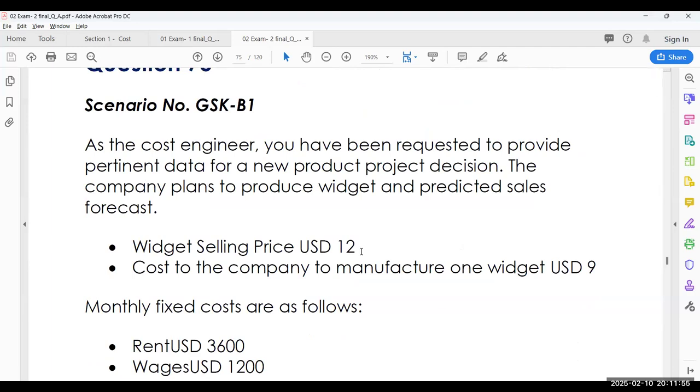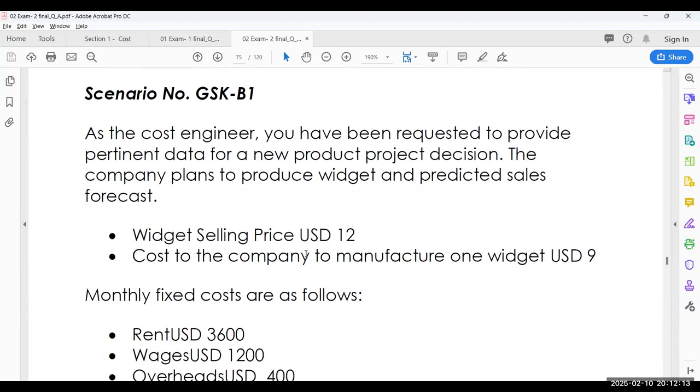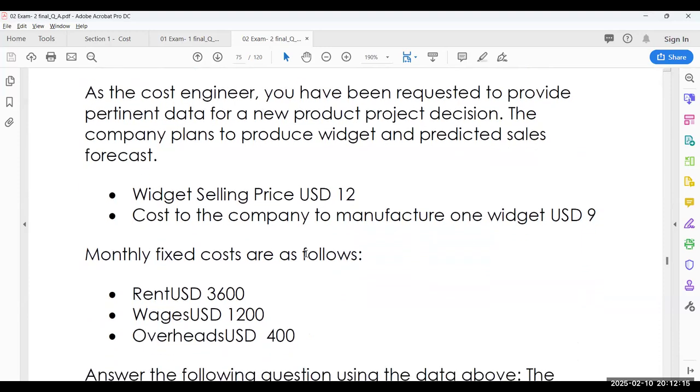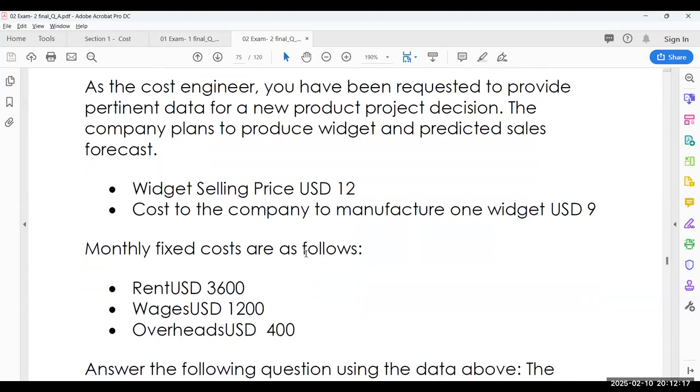Yes. As the cost engineer, you have been requested to provide the pertinent data of a new product project decision. The company plans to produce a budget and the predicted sales. While reading the questions, you have to be very careful. With the selling price USD 12, the cost to the company to manufacture one widget is 9. Monthly fixed costs are rent 3,000, wages 1,200, overhead 400.